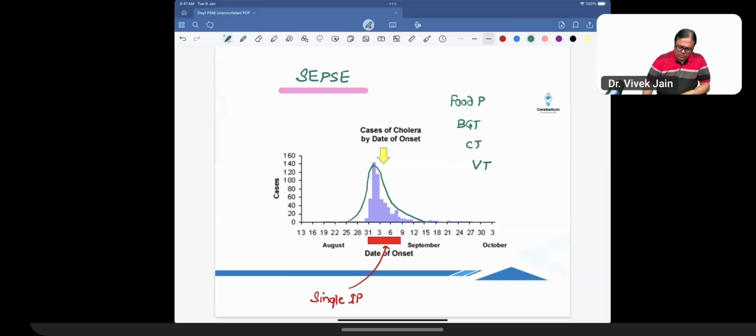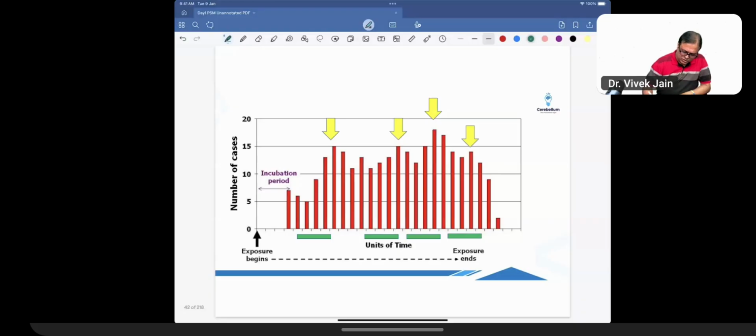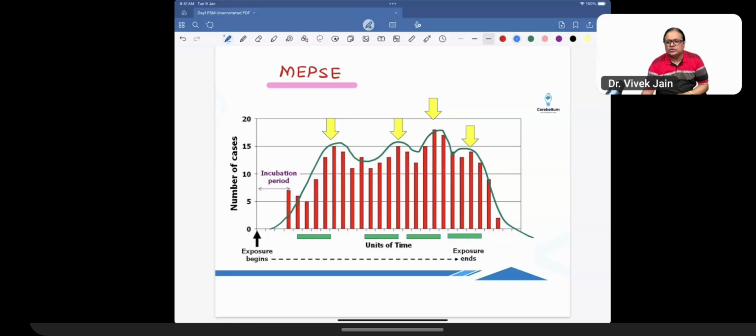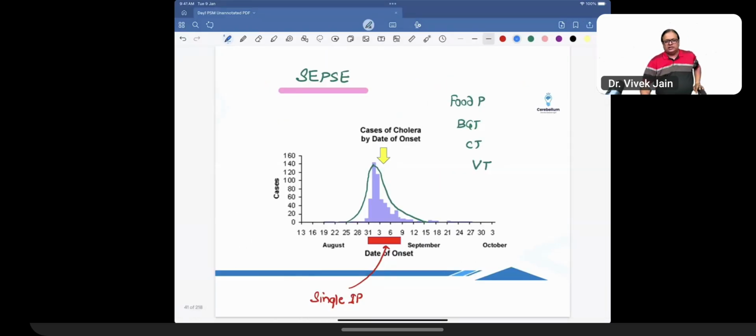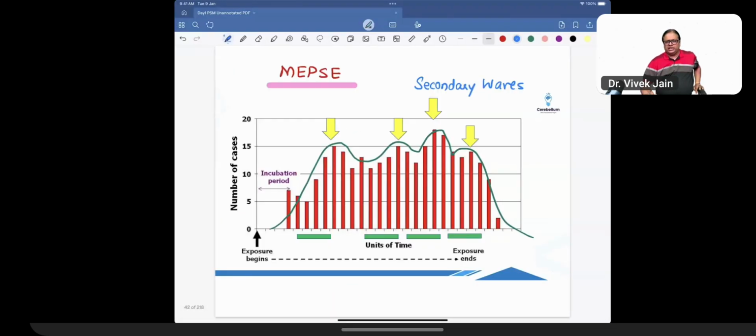Okay. Now, if exposure is not occurring only once, it occurs multiple times, you will actually find there are multiple peaks. This epidemic is known as, again, it is occurring from a single point source, multiple exposure point source epidemic. And what are these multiple peaks, the yellow colored arrows that I have made in the image, friends? That is known as secondary peaks or secondary waves. So I'll again repeat. Single peak clustering of cases in a single incubation period is characteristic of single exposure point source. Multiple peaks, multiple times exposure is characteristic of multiple exposure point source.